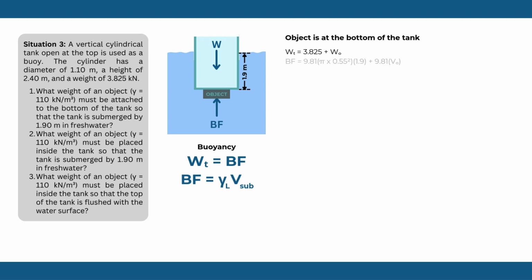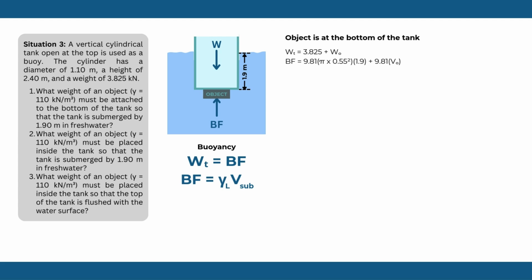As for the value of our buoyant force, alam natin na ang unit weight ng fresh water is just 9.81 kilonewtons per cubic meter. But for the volume submerged, dito sa problem na to, hindi lang dapat yung tank yung i-consider natin, kundi pati na rin yung object kasi exposed din yung volume nito sa fresh water natin.